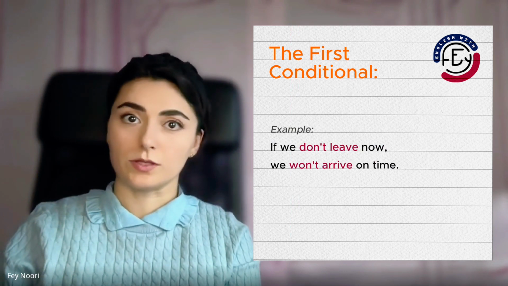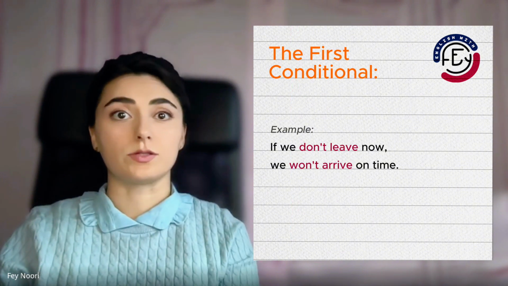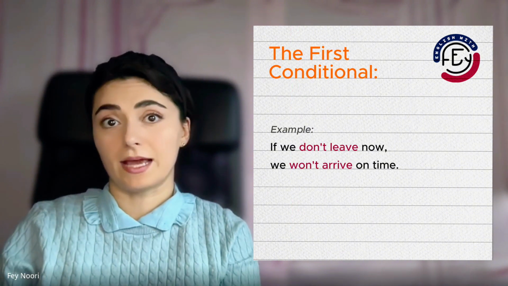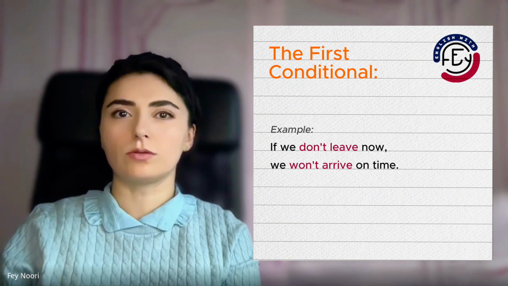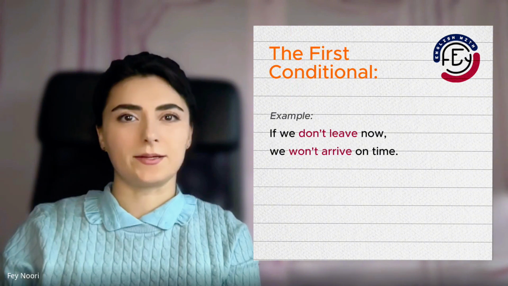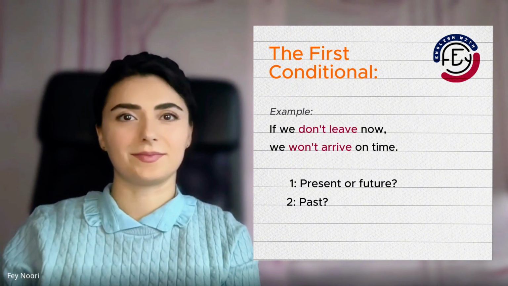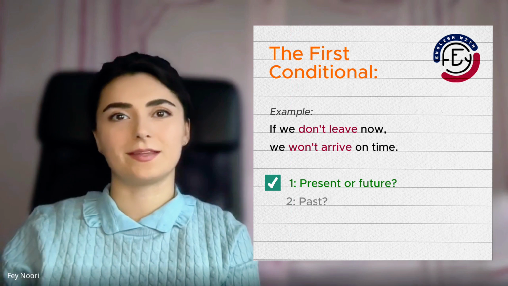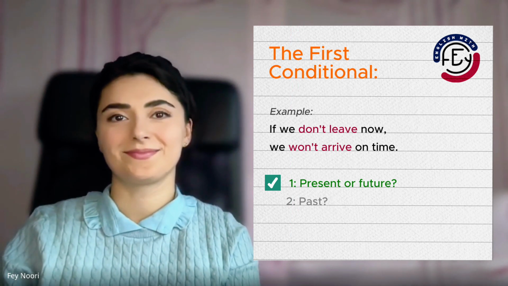So, possible solutions and probable consequences. The consequence, or the bad thing that might happen here, is arriving late. So, if we don't leave right now, we won't get there on time. Let's see. Is this about the future or the past? Exactly. It's about the present or the future. In the future, we will be late. In the future, we won't be on time.